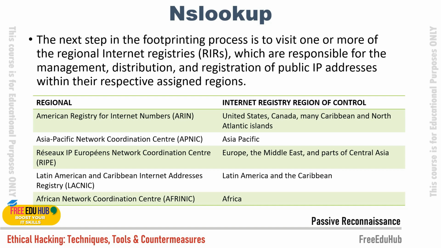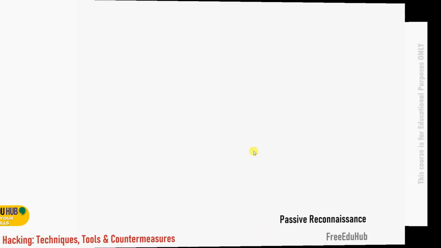Now, the next step in the footprinting process is to visit one or more of the regional internet registrars or the registries, which are responsible for management and distribution of the IP addresses. If you are in America, the American registry, that's the authority, which is ARIN, takes care of the IP addresses of United States, Canada, Caribbean, and North Atlantic Islands. For Asia Pacific, you have APNIC and so on. It really depends in which region you are, and if you want to get some information about the IP addresses, etc., you can get that information from here.